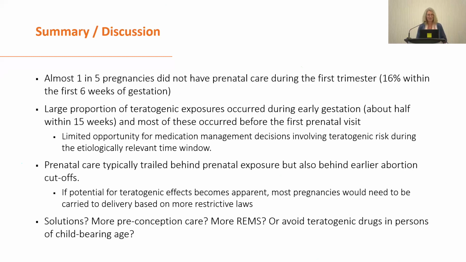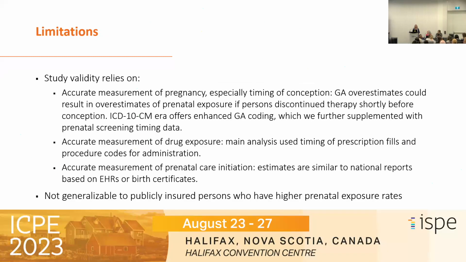So the solutions, I just threw this out here. I think many of us are struggling with this now. Should there be more preconception care that women actually plan their pregnancies together with their physicians, more REMS? Or should one avoid the use of teratogenic drugs in persons of childbearing age altogether to prevent this from happening? All of these are not great options, but I think we need to do something if we see those numbers.